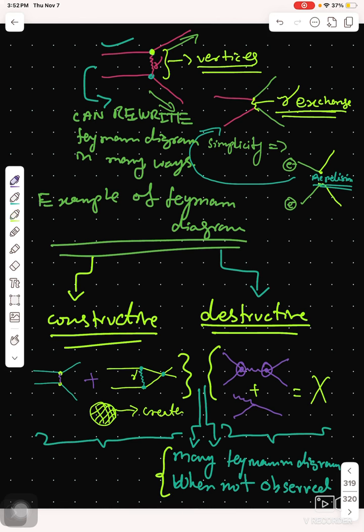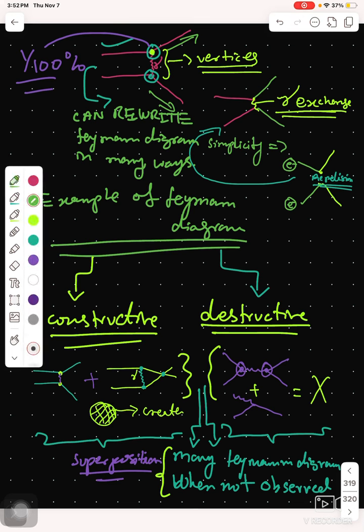Many Feynman diagrams, when not observed, can exist in many forms. This is what you call superposition. This is what we have, constructive and destructive sums. Remember that all these vertices over here are 1 by 100th of the probability of the first one.